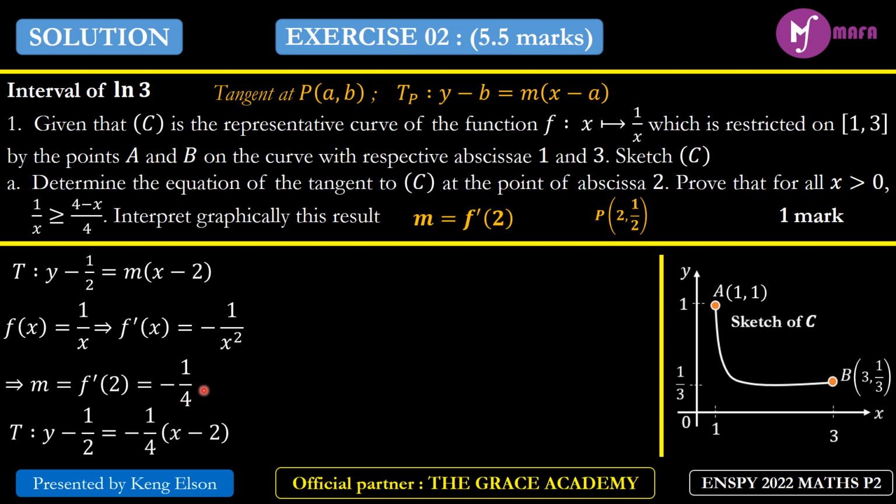So we can substitute that into our original tangent line, and we get y minus half equals negative 1 quarter into x minus 2. We can simplify, and we get that the tangent line is y equals (4 minus x) divided by 4.